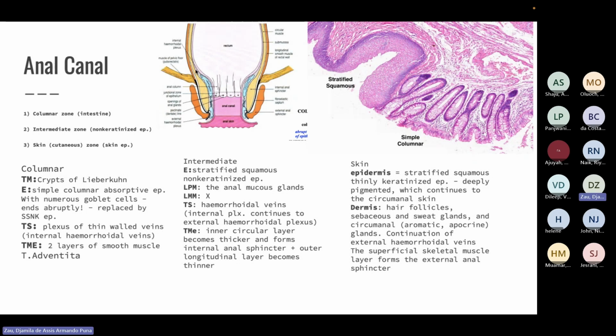And as you guys can see, you have a lot of structures that are surrounding, which I'm sure you guys might know. We have our internal hemorrhoidal plexuses, we have our anal sphincters, then we also have our external anal sphincter, we have our rectum, our anal canal, and then our anal skin.